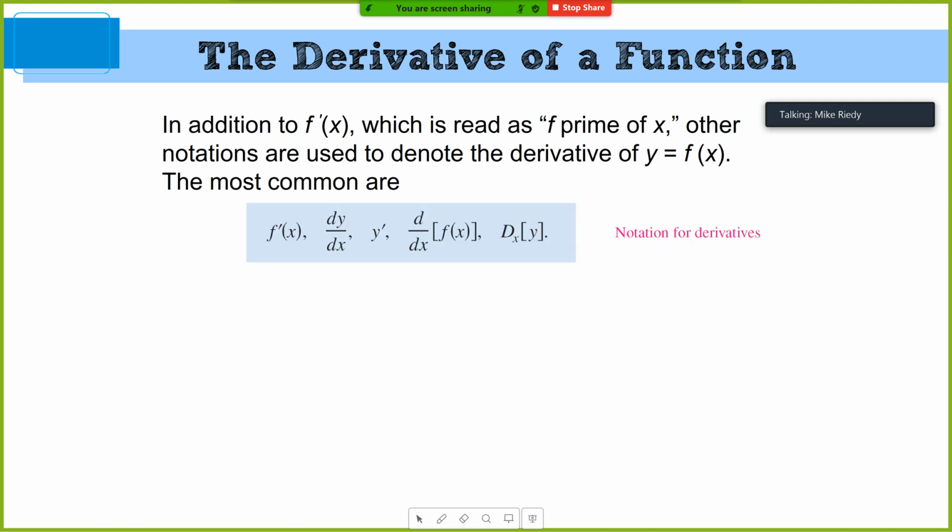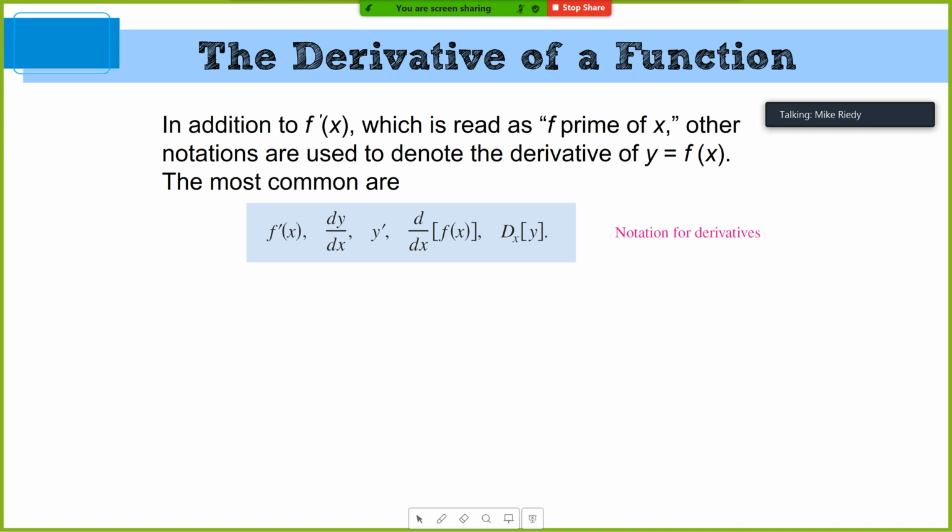Now, there are a whole bunch of different notations for this. I'll explain why in a little bit. We're going to have a little history lesson here, and I'll tell you why there's different notation. We use the first three most commonly. F prime of x. The second one means the derivative of y with respect to x. The third one is y prime, obviously. So if you have a function y, its derivative would be y prime. And then the other two are just variations of what we'd already talked about. The derivative of f of x with respect to x, and then the derivative of y with respect to x.